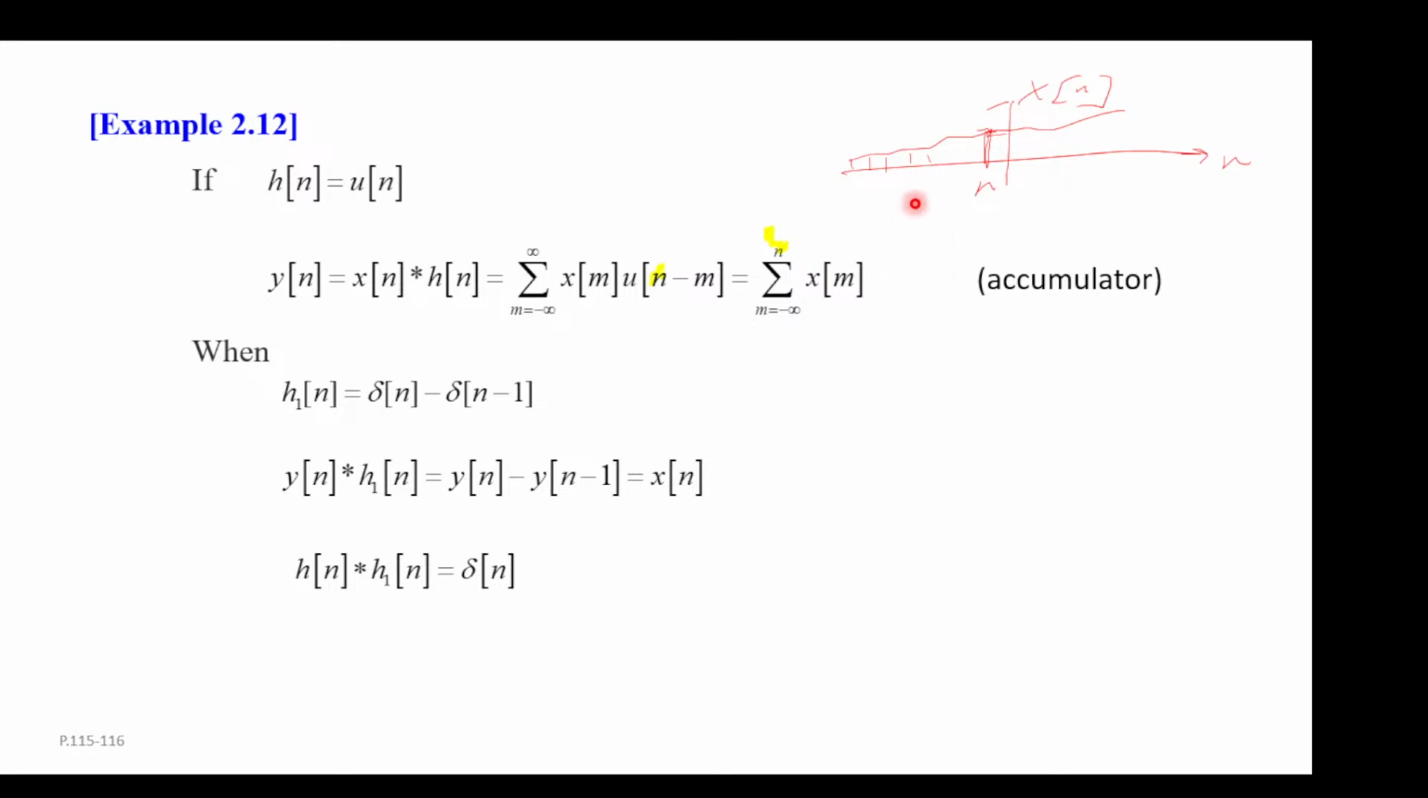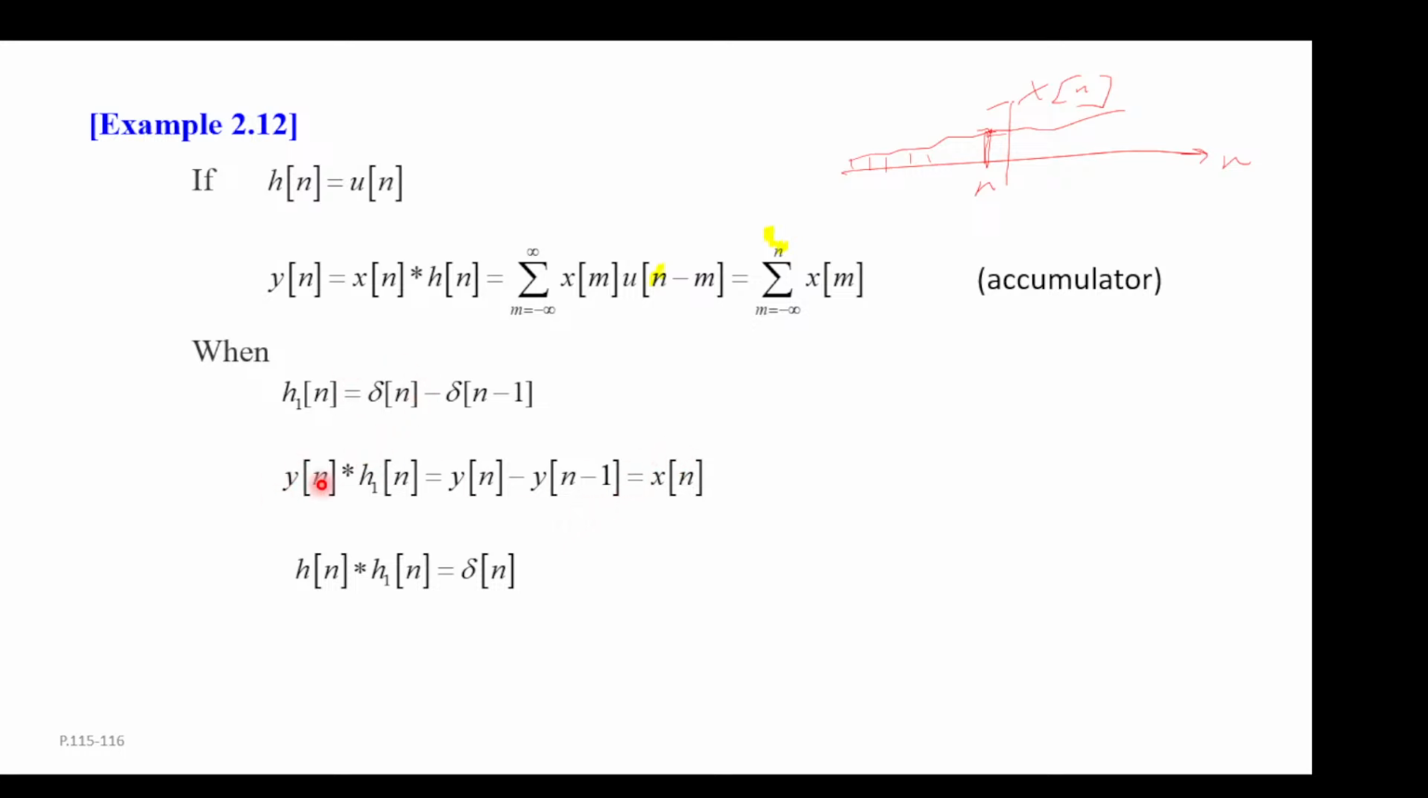But back to the invertibility, is this h of n invertible? And the answer is yes. It's not so obvious, but we just write down the inverse h1 here. So the inverse h1 is delta of n minus delta of n minus 1. And we can use all the properties we have learned to do the calculation here to show that the convolution goes back to the delta function. So we want our y convolved with h1 to be back to x of n.